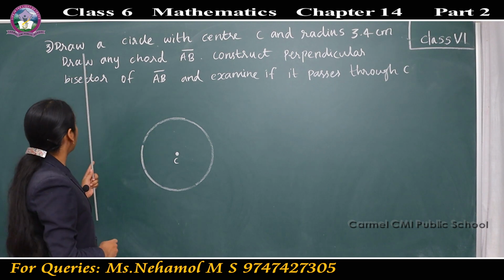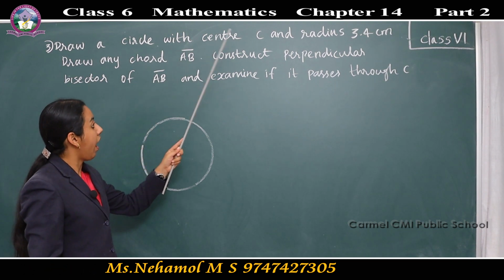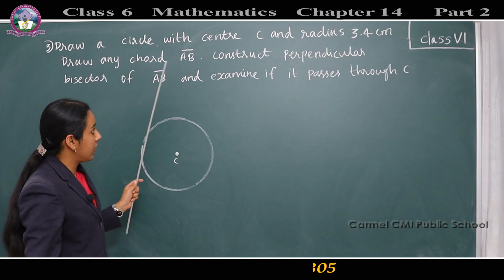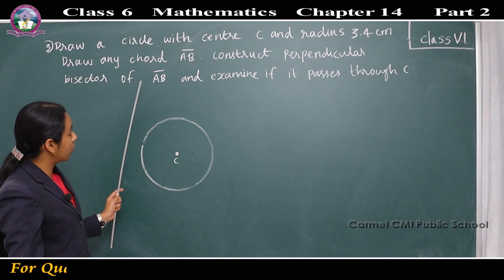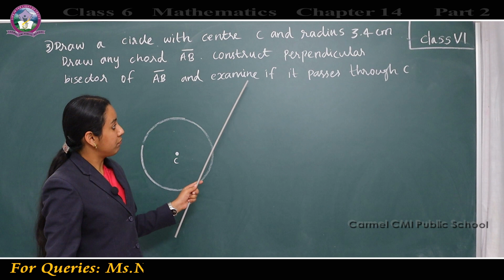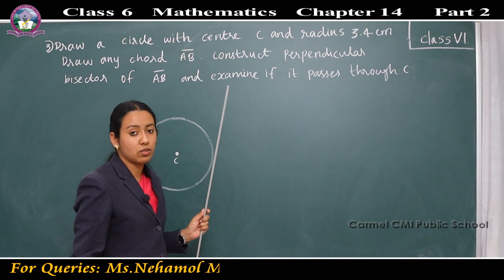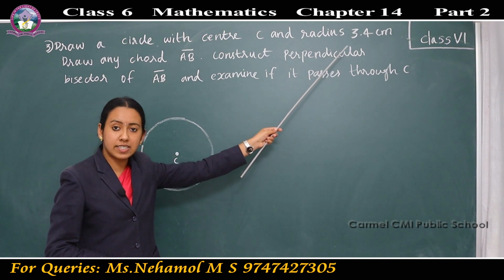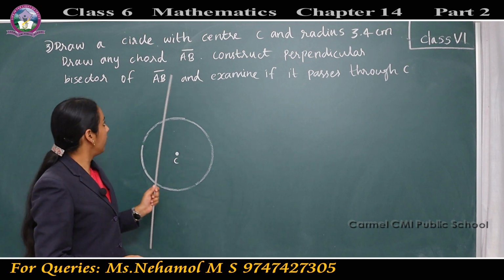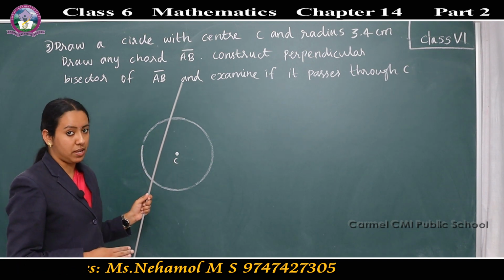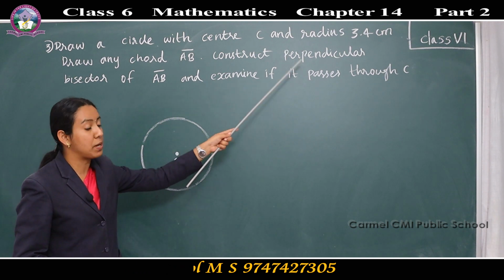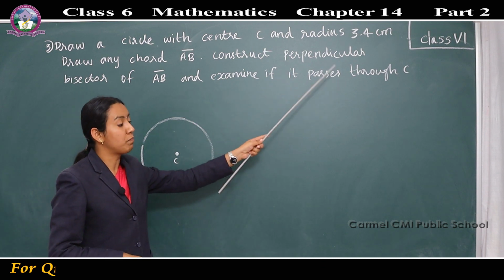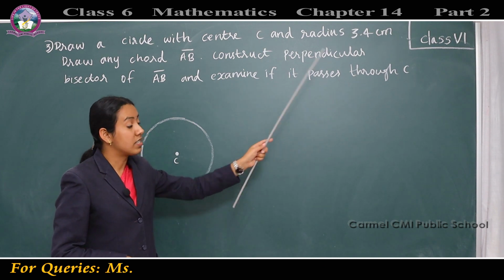Next question, draw a circle with the center C and radius 3.4 centimeter. Draw any chord AB, construct perpendicular bisector of AB and examine if it passes through C. What is the question? First we have to draw a circle with the center C and radius 3.4 centimeter. Then we have to draw a chord AB. Then we have to construct a perpendicular bisector of AB and check whether it passes through the center C or not.